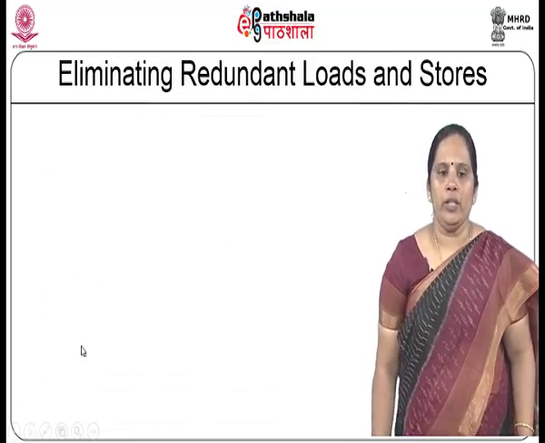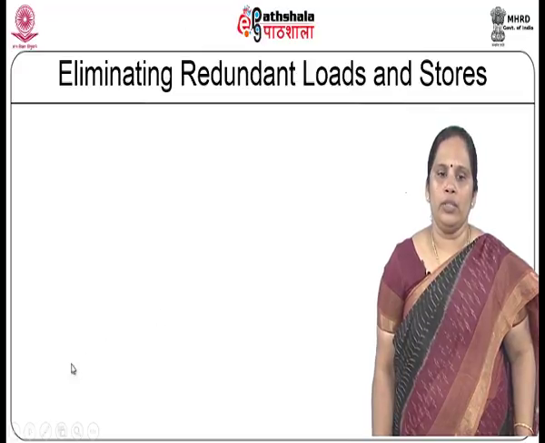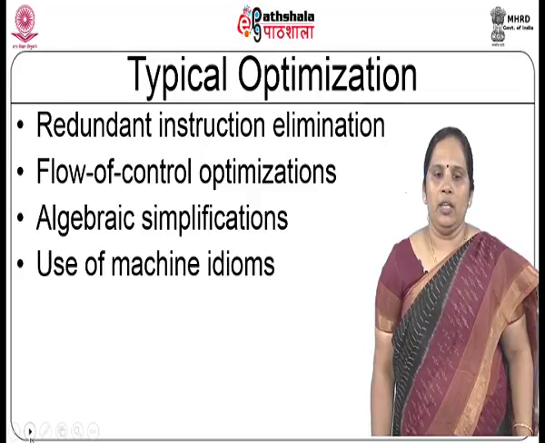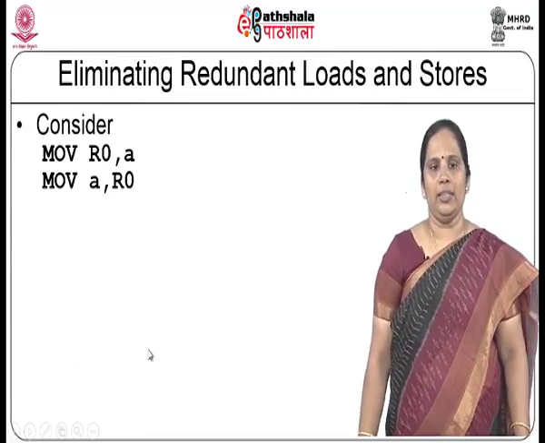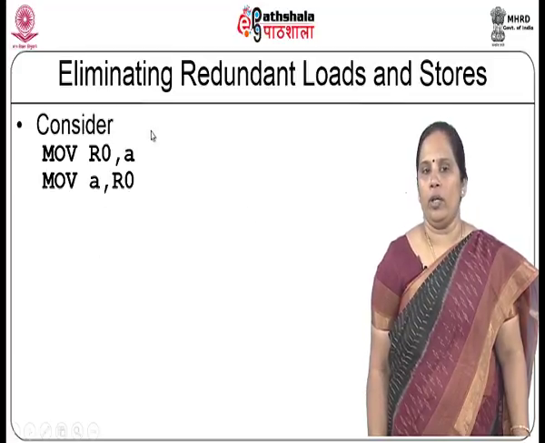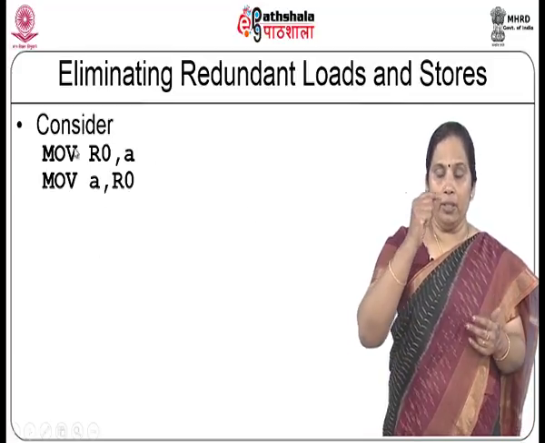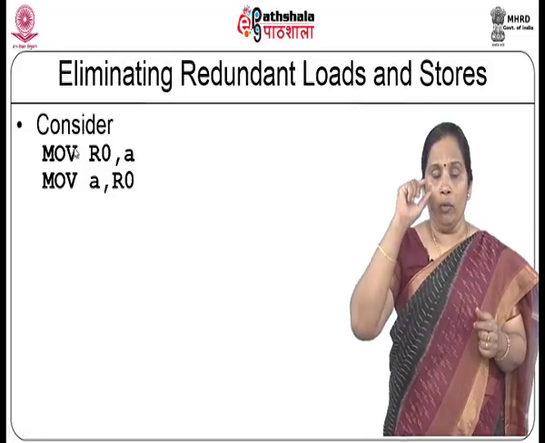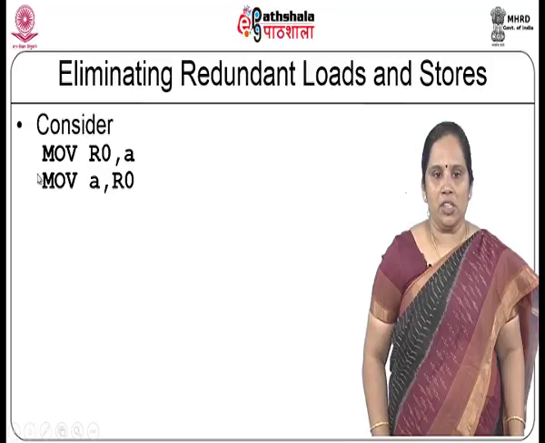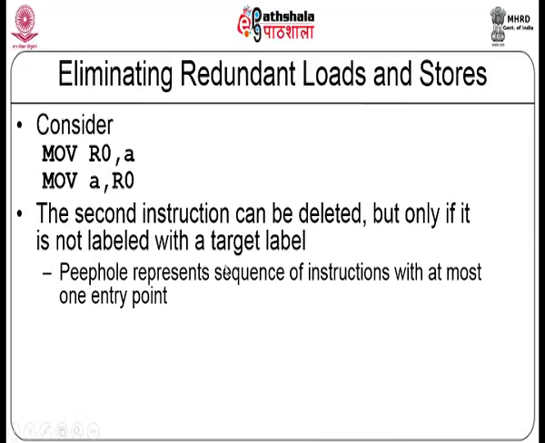Now, the first one is eliminating redundant loads and stores. That is what we called redundant instruction elimination. Consider the instructions move R0 comma A and move A comma R0, occurring one after the other. Looking through a small window, I know that the second instruction is redundant, therefore I will try to get rid of it. The second instruction will be deleted, but only if it is not labeled with a target label.